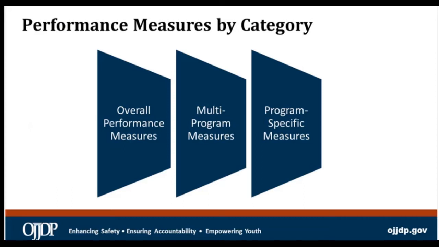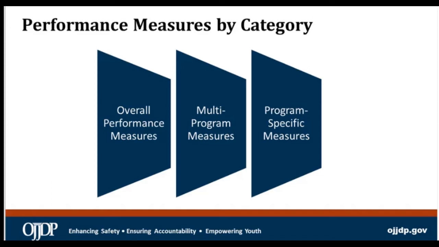Multi-program measures impact 3 different types of populations. 1, shared targeted populations, for example, children involved in the child welfare system or tribal youth. 2, those with a similar service delivery model, so for example, mental health services or prevention services. And 3, those with shared outcomes, for example, youth provided with defense counsel.